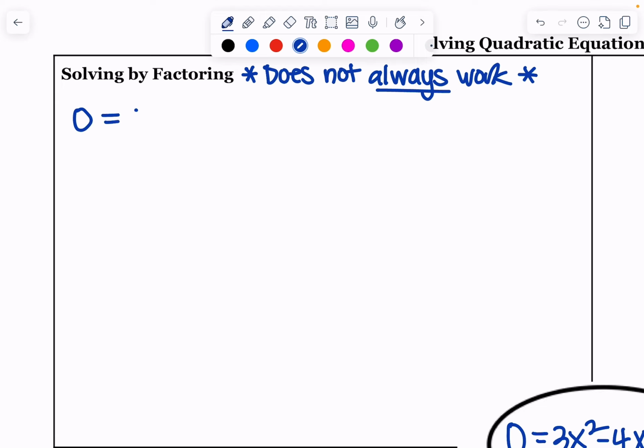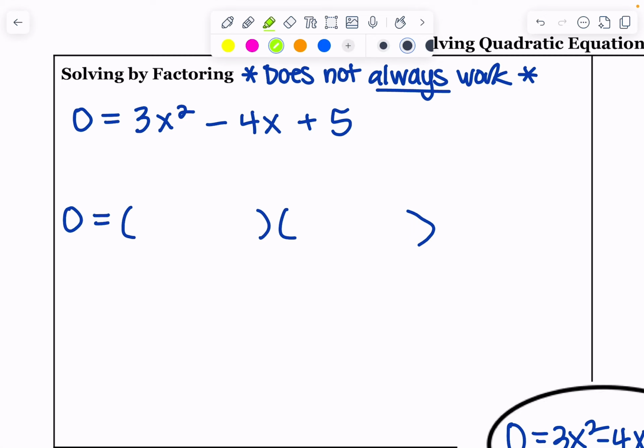I'm going to start by copying the equation down first. So we have 0 equals 3x squared minus 4x plus 5. And on this next line, we're trying to break this into two factors. In these first two slots, we want to multiply to get 3x squared. Because 3 is prime, our only option here is 3x times x.